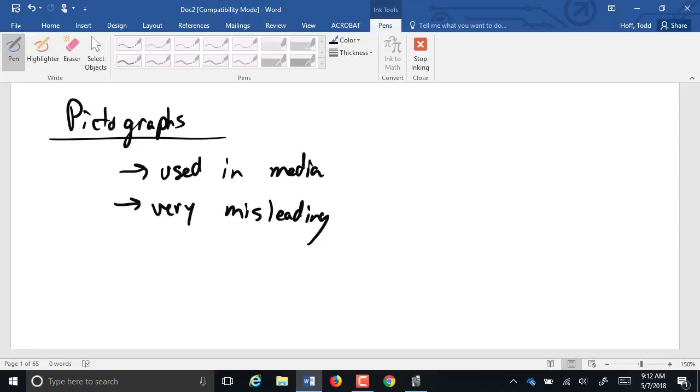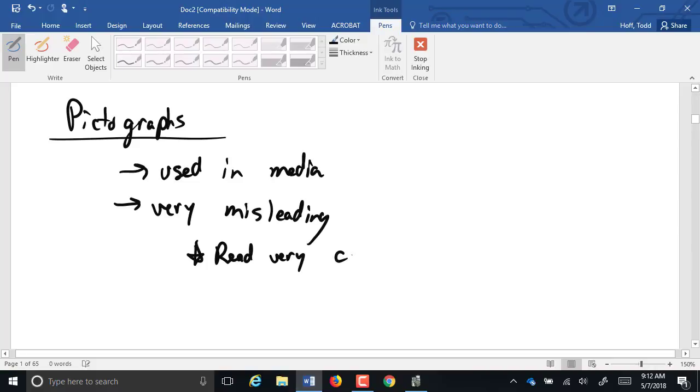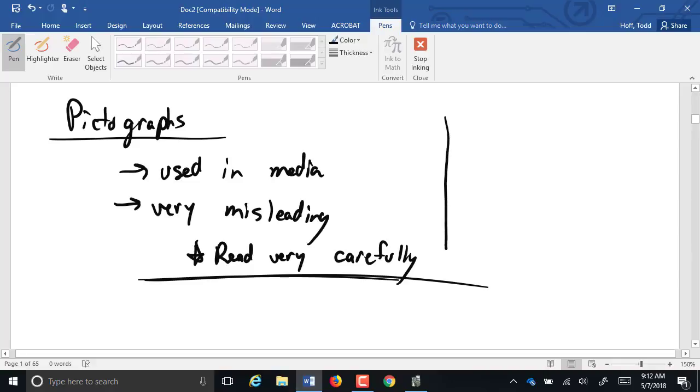Pictographs can be very misleading. When you look at a pictograph, all I'm really going to say about pictographs is read them very carefully. Because it's just very easy to make them misleading. One of the most common things in a pictograph is to use the 3D effect. Let's go back to that company A, B, C, and D, or ABC again.